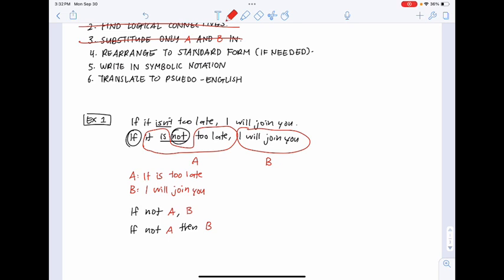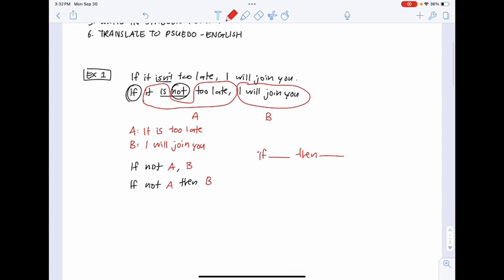What I mean by standard form is like if something, then something, like it's to be in this order. And the next example I'll show you, it won't be in this order, so we'll have to rearrange it, but right now it's fine, so we leave it as is.